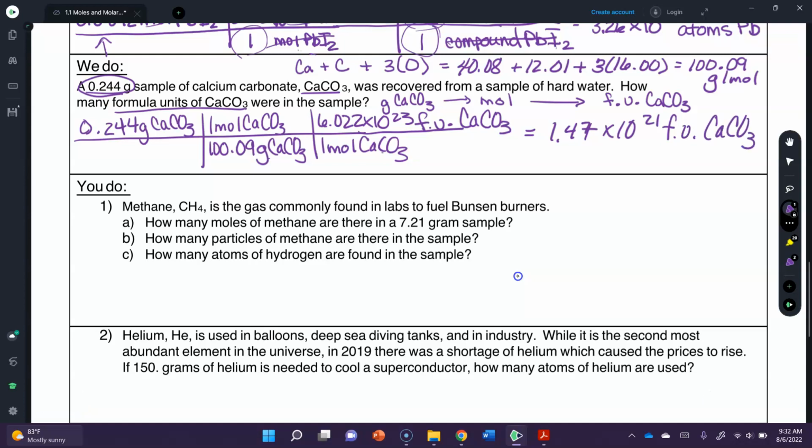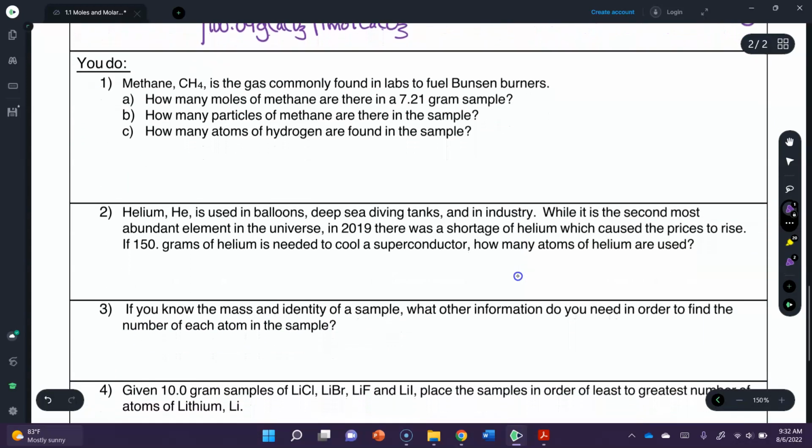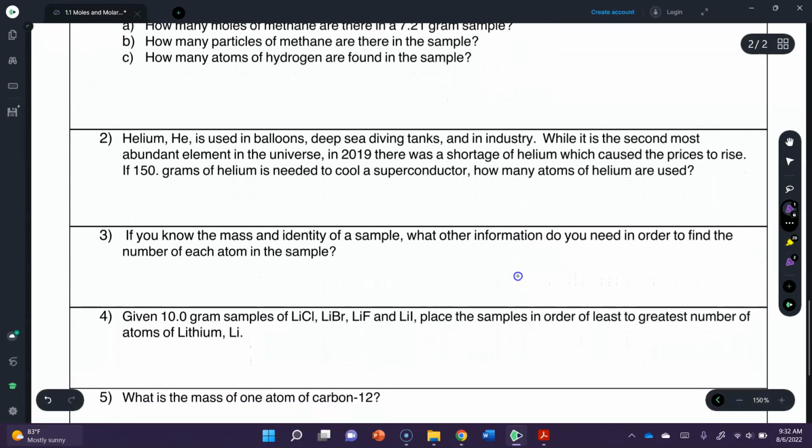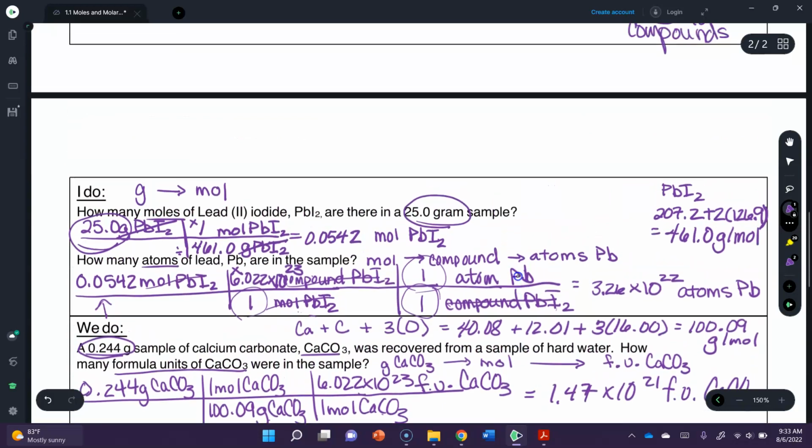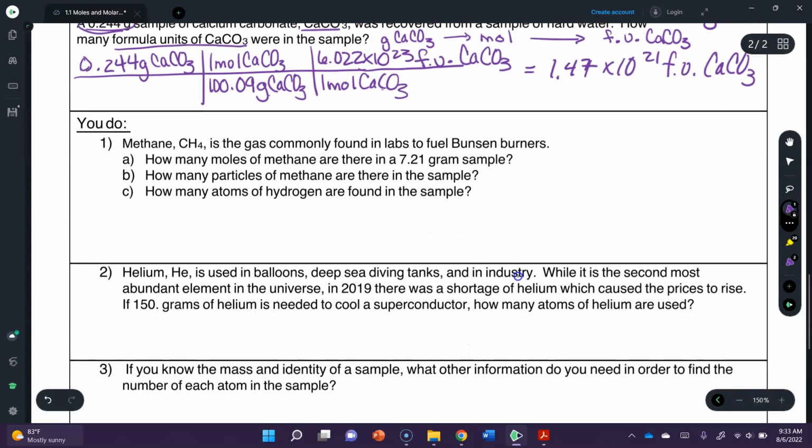Okay. Additional practice problems are here as you go through. Make sure you work these out. And an answer key will be provided for you to check your work in class.